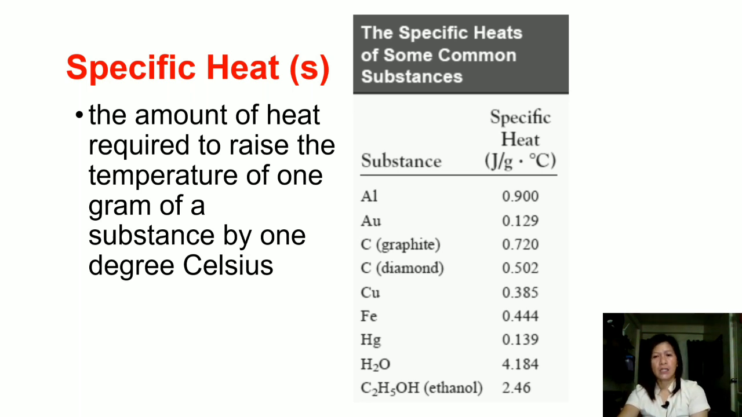And specific heats of substances are predetermined. So in this table, you will see the specific heat of some substances, including aluminum, gold, carbon in the form of graphite, diamond, copper, iron, mercury, water, and ethanol. So for water, the specific heat is 4.184 joule per gram degree Celsius. So what does it mean? 1 gram of water requires 4.184 joule to increase its temperature by 1 degree Celsius.